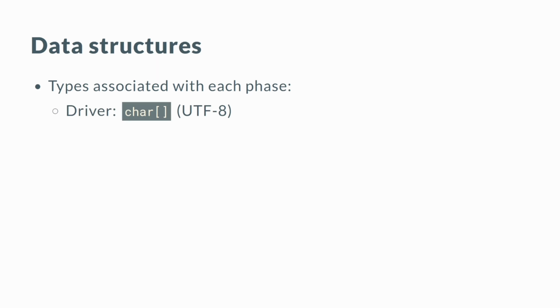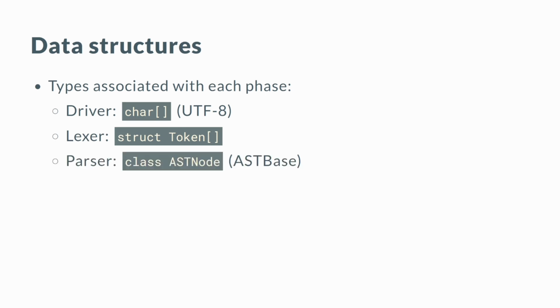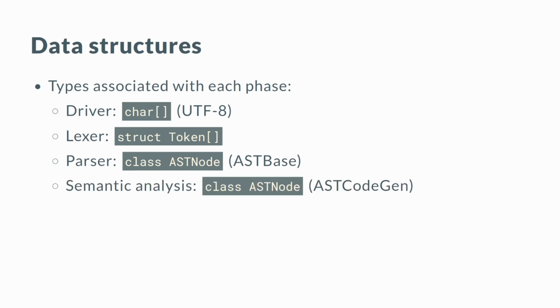The driver reads a source file and converts it to UTF-8 text, represented by an array of characters, and then the lexer splits it up into tokens, so it's useful to know the definition of the token struct. The parser reads tokens and converts it into an abstract syntax tree, which uses classes and inheritance for all the nodes. The base class for an AST node is called ASTNode. Now, semantic analysis does tree rewriting, but it still uses the ASTNode type for it. It's just that certain nodes and subtrees are converted to new nodes and subtrees.